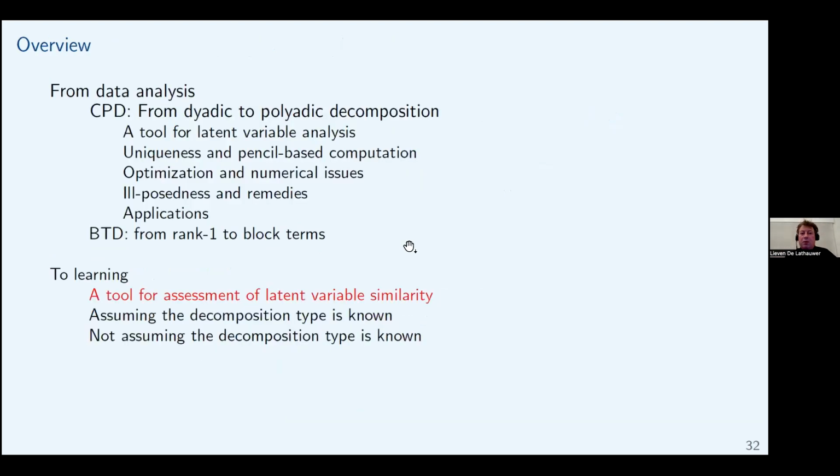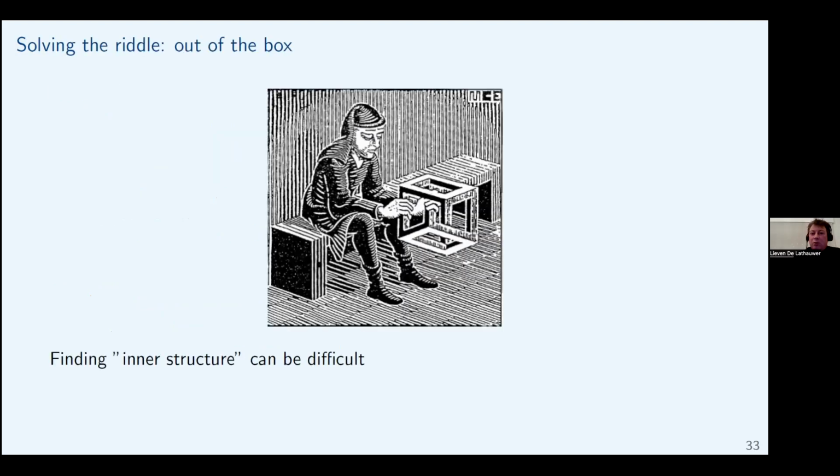Okay, so we are in part 2 of the talk, and we take the step from data analysis to learning. And I'm going to explain it like this. This is a fragment of an Escher painting, and you see here a person working out a tensor problem, and it's difficult. So that is what we have been doing so far. We have the data, and we try to understand what is going on inside, and very often this works, but very often this can also be difficult.